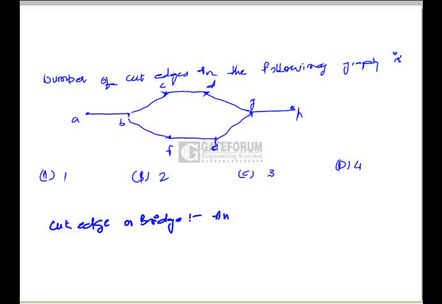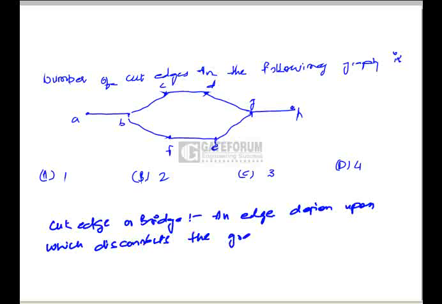So a cut edge or bridge is nothing but an edge deletion upon which the graph disconnects into two or more components. So here we have to find the number of cut edges for this graph.